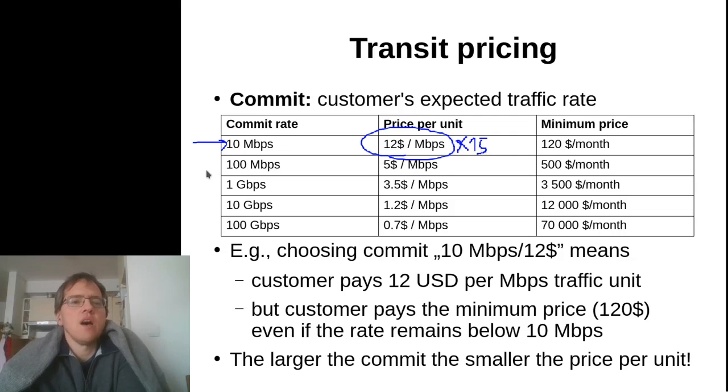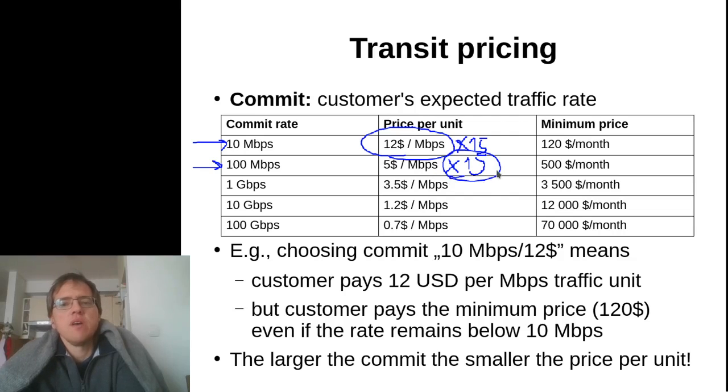What happens when the customer chooses the 100 megabit per second commit? Naively, we would do the same. So we would just multiply the price per unit with the actual traffic rate to get something like $75 per month. But this would be wrong. And why is this wrong?